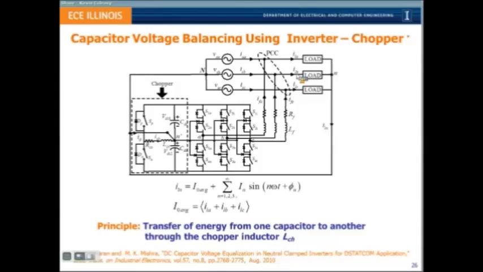This is a crucial problem that I wanted to discuss. In higher level inverters, there is a string of capacitors that we tend to use. So these voltages were so far assumed to be of equal magnitude, but they are not in practice. They tend to drift apart from each other in voltage.